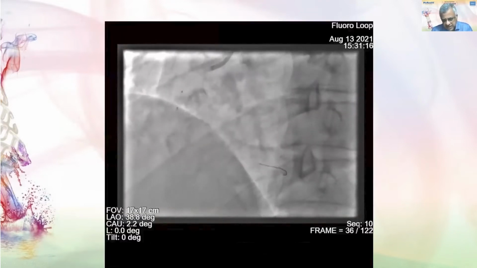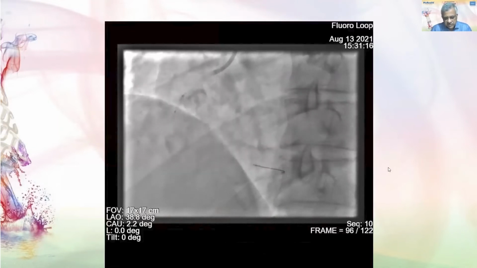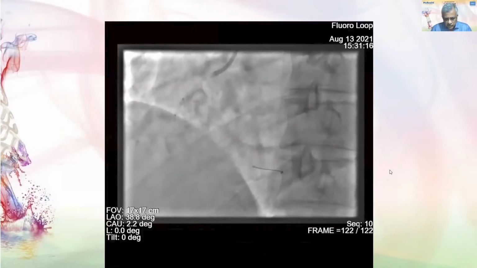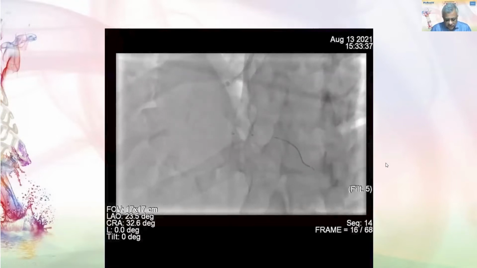We started pre-dilatation of the lesion with the 2 into 12 millimeter balloon. Once that was pre-dilated, we also pre-dilated the distal lesion. We did not decide what to do with that lesion because it's only a 2.5 millimeter vessel. So we thought we will take a call after the proximal lesion has been fixed.